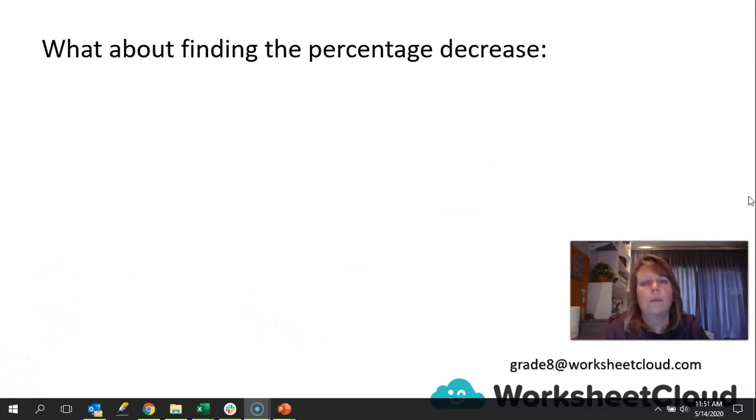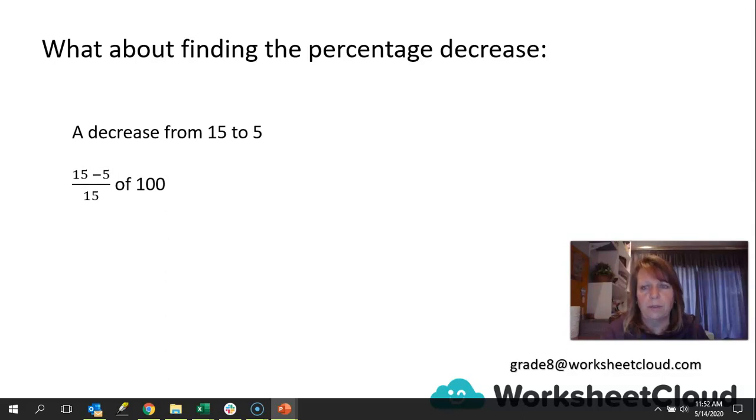So let's see how we work out a percentage decrease. If we have a decrease from 15 to 5, we are going to go 15 minus 5 over 15 times 100. So it works in exactly the same way. You'll just see that your original amount at the bottom is always your first amount when we are decreasing. Whereas when we are increasing, your original amount is not the first amount on the top. It's not your first amount on your numerator.